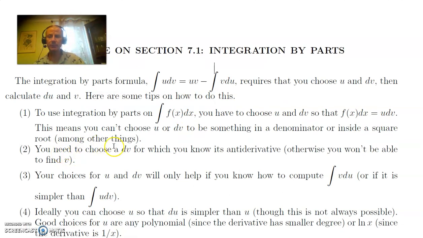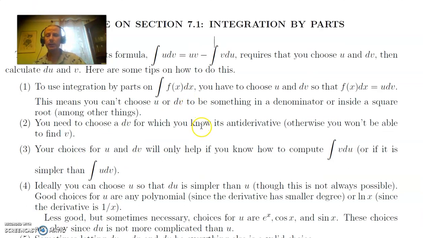Now, your choice of dv is going to be a little more limited because you have to choose something for which you know its antiderivative. The way integration by parts works is you choose a u, you choose a dv, you differentiate u to get du, and you integrate or antidifferentiate dv to get v. So if you're choosing a dv for which you don't know the antiderivative, you're not going to get anywhere.